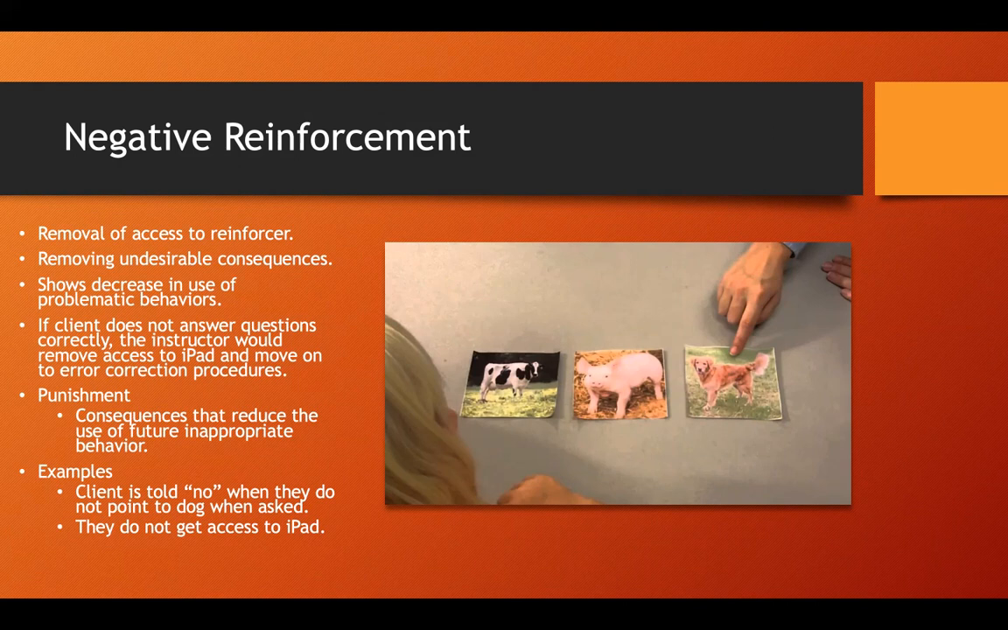For punishments, those are consequences that reduce the use of future inappropriate behavior. By removing access to the reinforcer, we're hoping to encourage the client to pay closer attention to what is asked and to learn the skill more appropriately. So for this specific example, the client would be told no when they do not point to the dog or do not point to anything at all, and they would not get any access to the iPad until after the error correction procedure, when they respond appropriately.